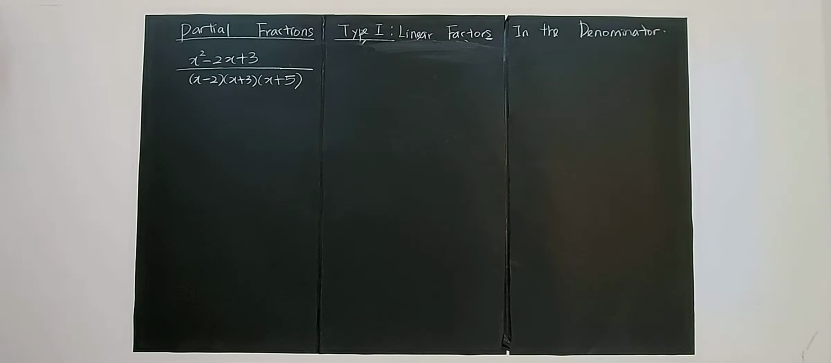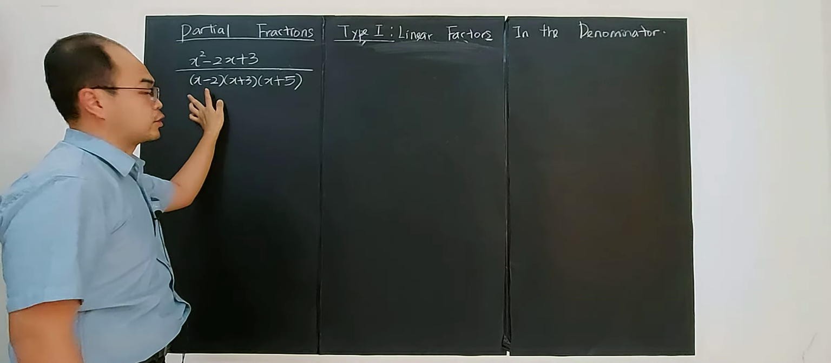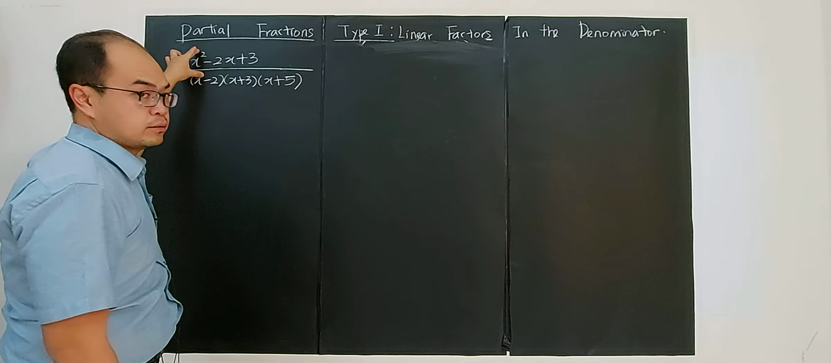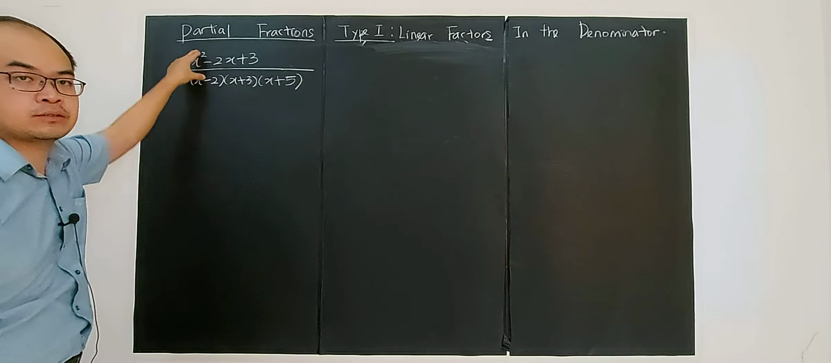Hi, this will be the second example for type 1, linear factors in the denominator. So let's look at the rational function here. You have three linear factors. If you expand, you are getting a cubic, which means that the x will be cubed. The degree of the numerator is less than the degree of the denominator, so this will be considered a proper rational function.